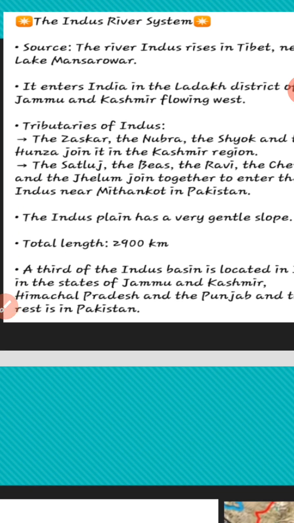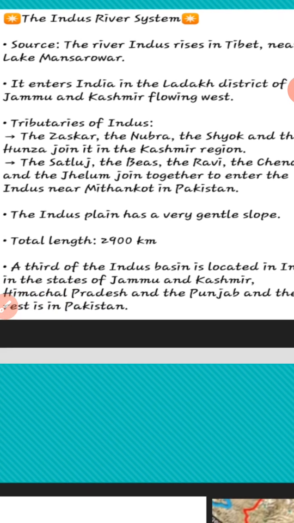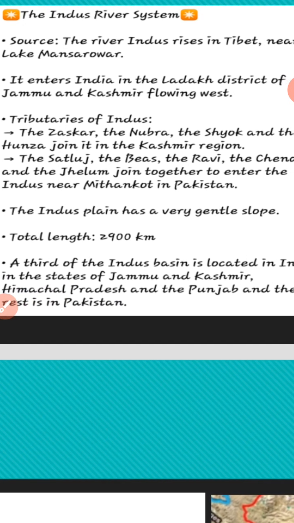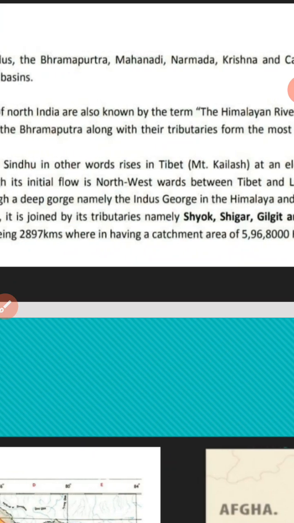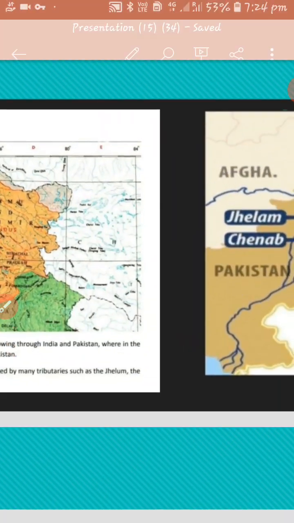The Sutlej, the Beas, the Ravi, the Chenab, and the Jhelum join together to enter the Indus near Mithankot in Pakistan. This is Mithankot, where the rivers meet each other.